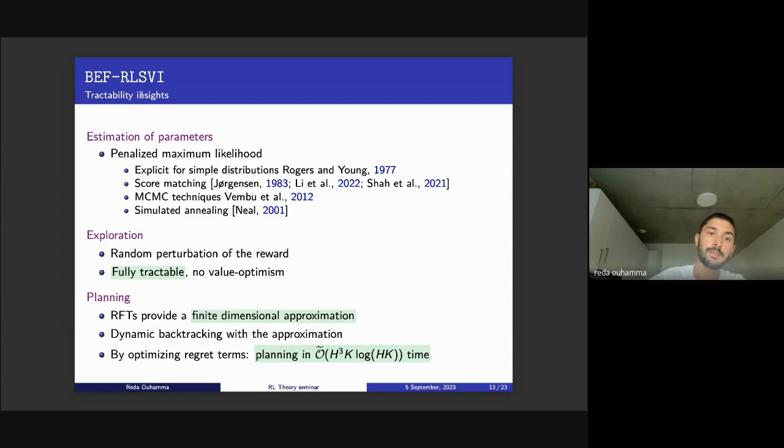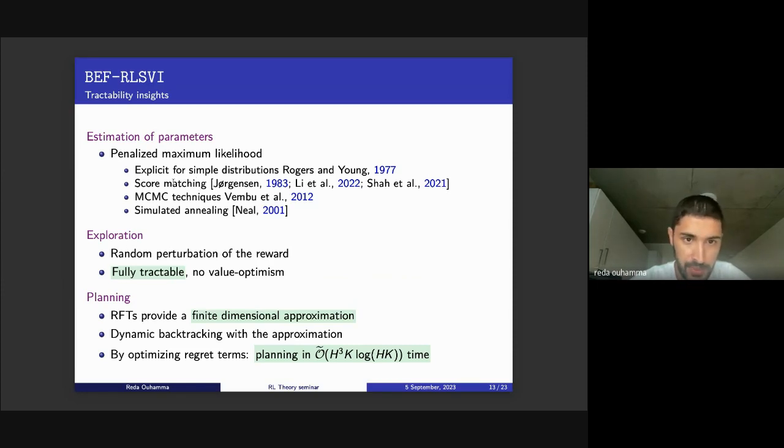Okay, so some insights on why we say this algorithm is tractable. For the estimation of parameters, we use penalized maximum likelihood. This penalized maximum likelihood is explicit for some simple distributions, so you can see this reference for more information. And there are also many techniques to approximate the maximum likelihood estimation in case it is not explicit. There are some works, some even very recent ones, that use the same representation by using score matching on top. There are also some MCMC techniques and even some simulated annealing techniques that can be used. So we consider more or less that this part can be approximated.